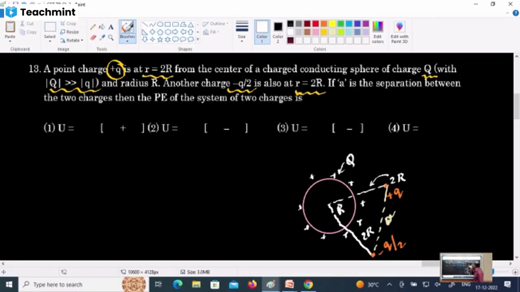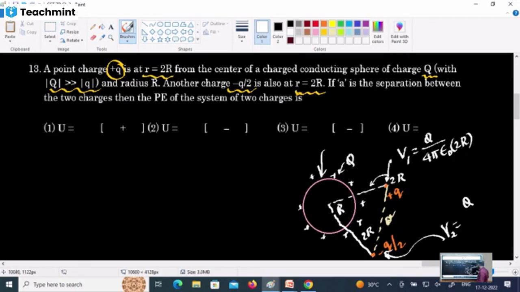Very easy. Now since there is a charged conductor here, the potential at this point, if we call it V1, you get capital Q divided by 4 pi epsilon naught into 2r. Similarly here also, the potential V2 is equal to Q divided by 4 pi epsilon naught into 2r.